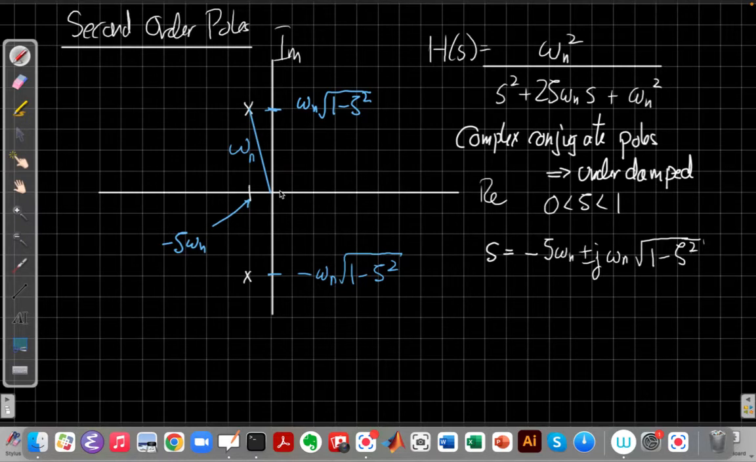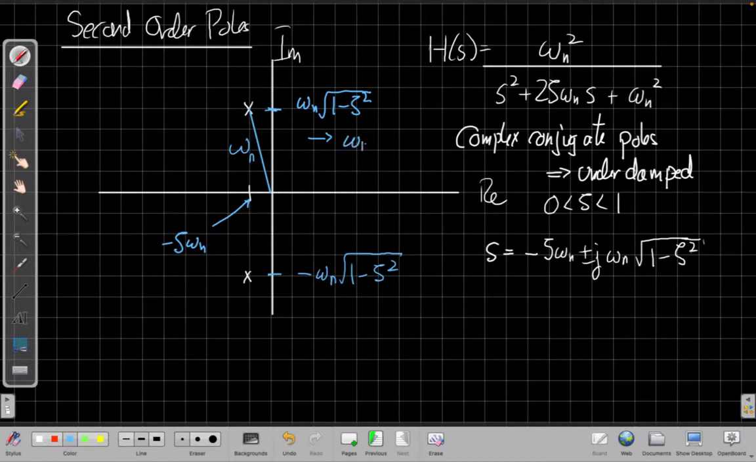When zeta gets close to 0, when zeta gets very small, the poles are moving closer and closer to the imaginary axis, and the resonant frequency, this omega n times the square root of 1 minus zeta squared, will get closer to omega sub n as zeta goes to 0.